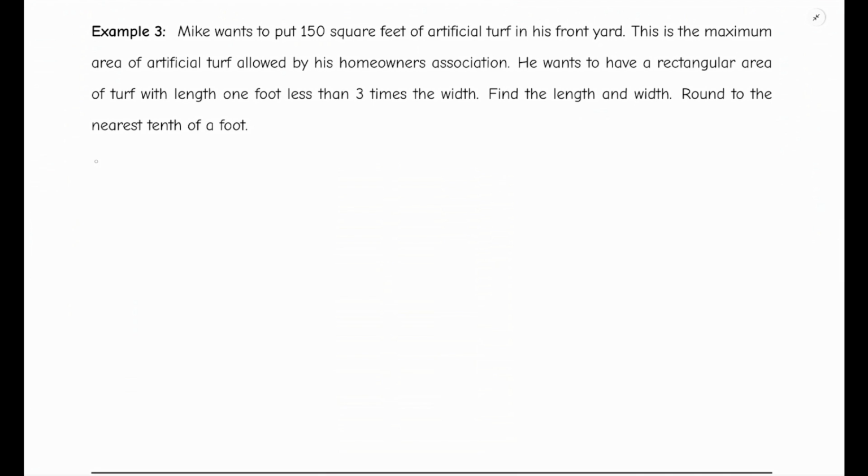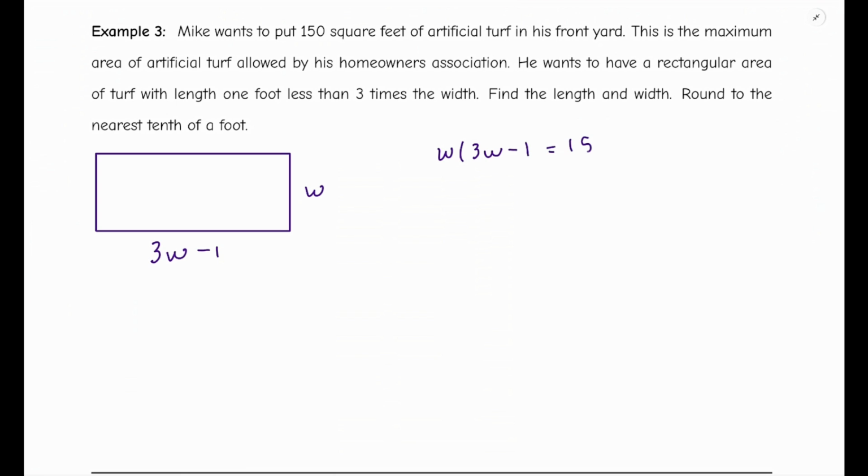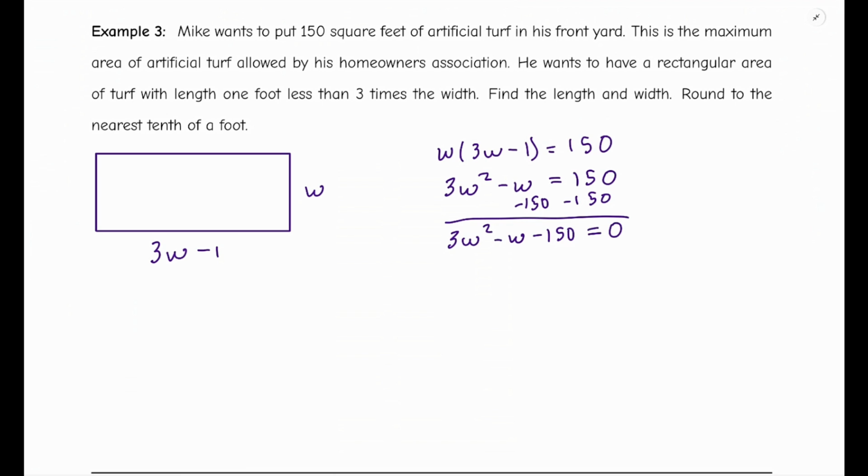So we get a rectangle this time. And I want the length to be 1 foot less than 3 times the width. And then there's the width. The area of a rectangle is just length times width. So W times 3W minus 1 is equal to 150. Distribute W, we get 3W squared minus W equal to 150. Subtract 150 from both sides, and we get 3W squared minus W minus 150 is equal to 0.